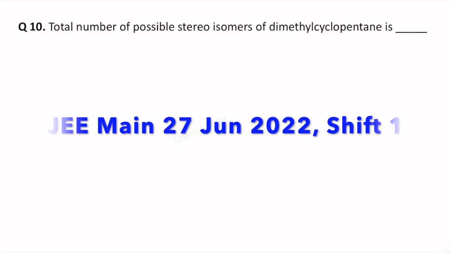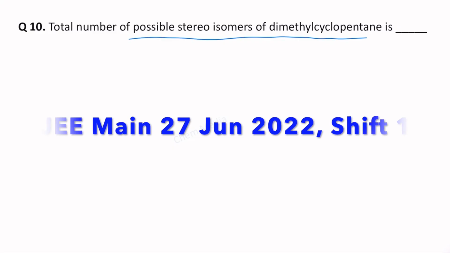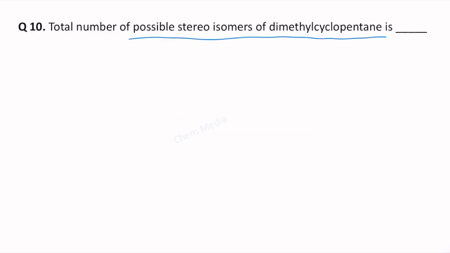What is the total number of possible stereoisomers of dimethyl cyclopentane? First of all, this is not a difficult question, but at the same time, if you are not very clear about the concept of meso compounds, enantiomers and the difference between stereoisomers and structural isomers, then there are plenty of opportunities to make a mistake on questions like this. Let me write a structural isomer for dimethyl cyclopentane. The reason I am showing this isomer is because if you are not very clear about the concept of stereoisomerism and structural isomerism, then you would be making a mistake on questions like this.